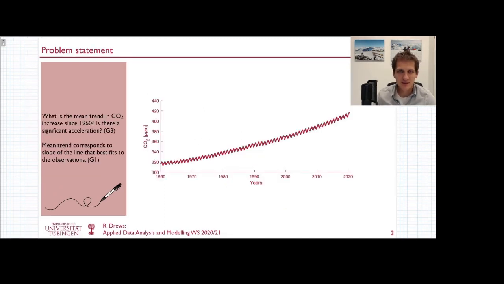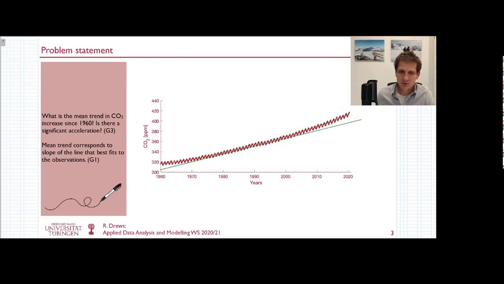What I show you here is a benchmark dataset quantifying the increase of atmospheric CO2 since the 1960s to today. This curve is called the Keeling curve and it's measured in Hawaii. And a typical question that you may ask seeing this kind of data set is, what's the average trend of CO2 increase that we have seen over this time period? And if you ask this question, you're essentially asking, what's the best fitting line through this data set?